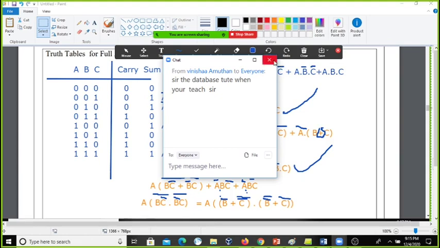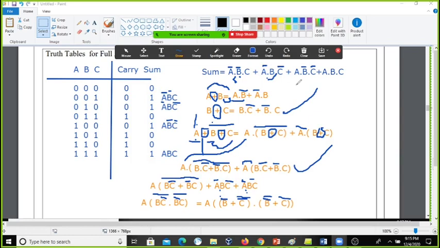No, database we haven't started. Is that clear? This is the step. Yes, sir. Okay, then if you have questions you can ask. Then A bracket, then you get B plus C, again bracket B plus C.